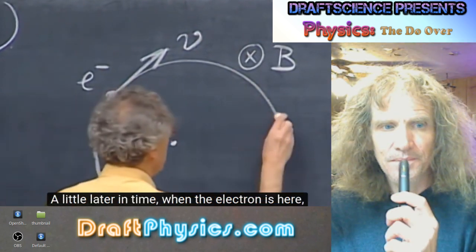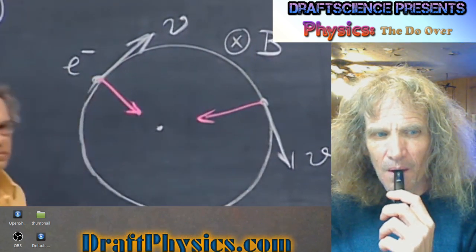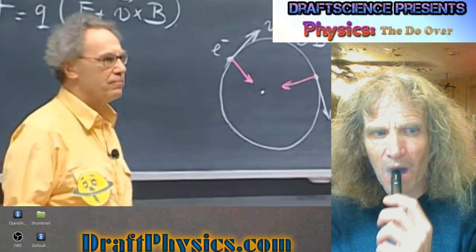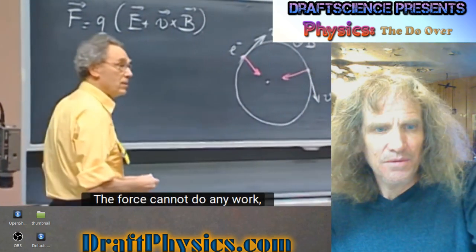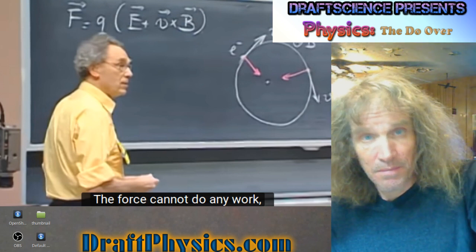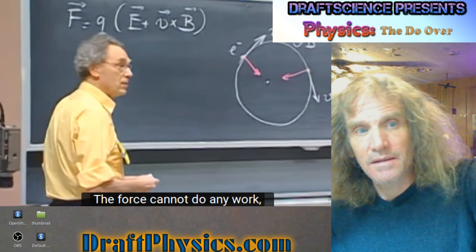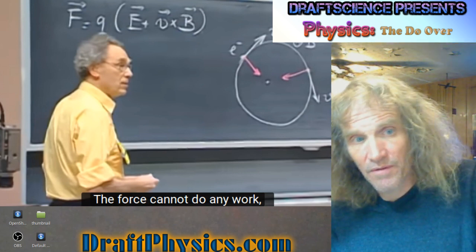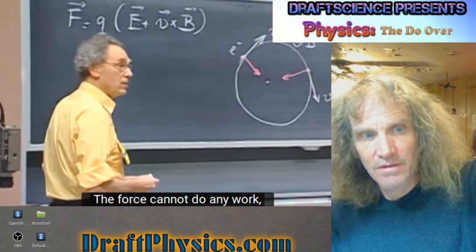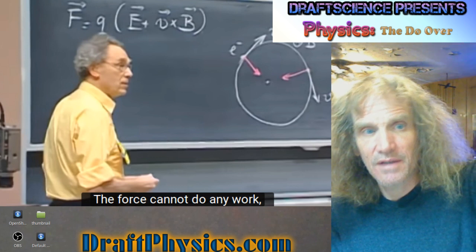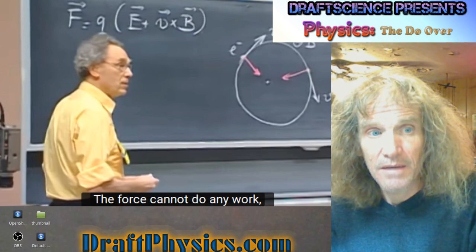A little later in time, when the electron is here, going with the same speed, the force is like so. The speed cannot change. The force cannot do any work. All right, so he wanted those two lines to probably be more even, so they were perfectly pointing the same angle. The end result is that the particle wishes to evade, and if you add up all those little vectors, you'll get that it's going to go in some other direction away from B.